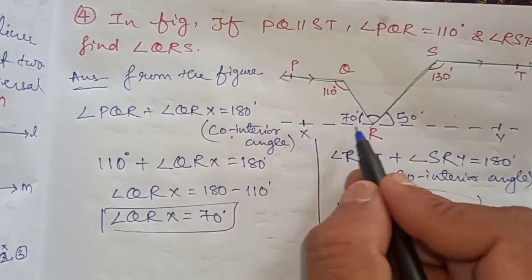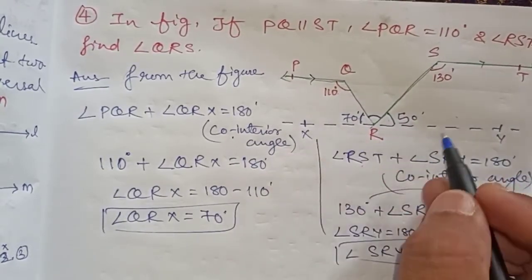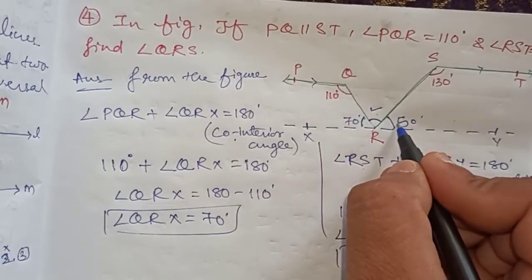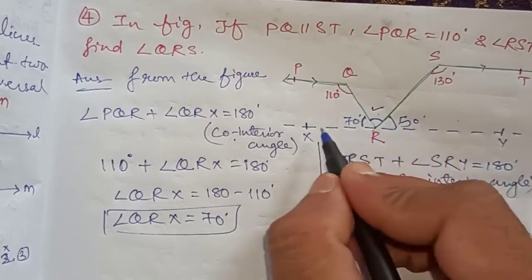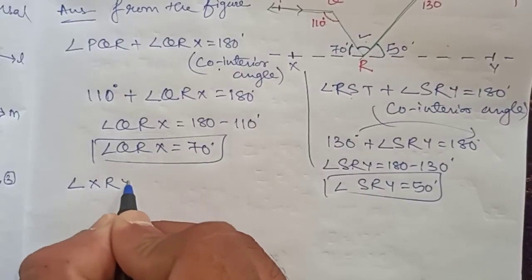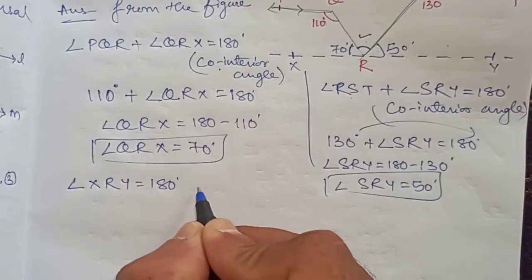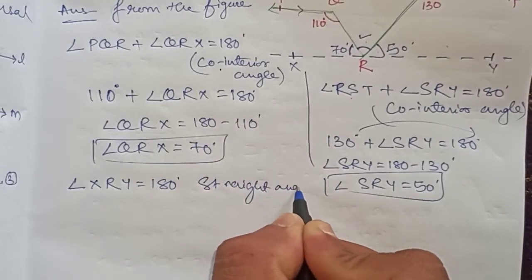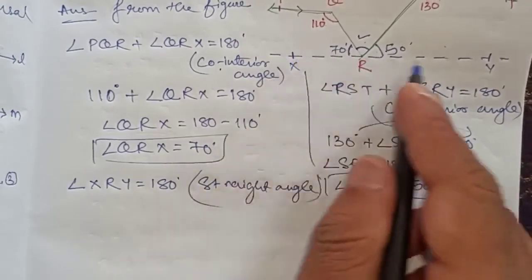Now I have taken this as a straight line. We have to find out this angle. This plus this, how much? 180 degrees, correct? Because it is a straight line. Angle XRY equals 180 degrees. Why? Straight angle. This is a straight angle.